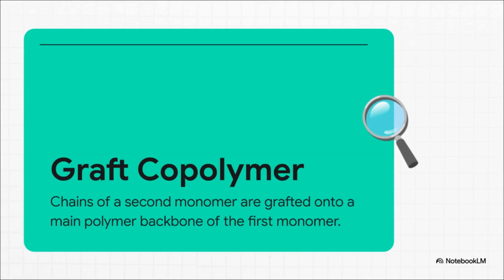And finally, we have the graft copolymer. The easiest way to picture this one is like a tree. You have a main backbone, the trunk, made of one type of monomer, let's say A, and then you graft on these side branches made entirely of a second monomer, B. This design is fantastic for creating things like high-impact resistant plastics.